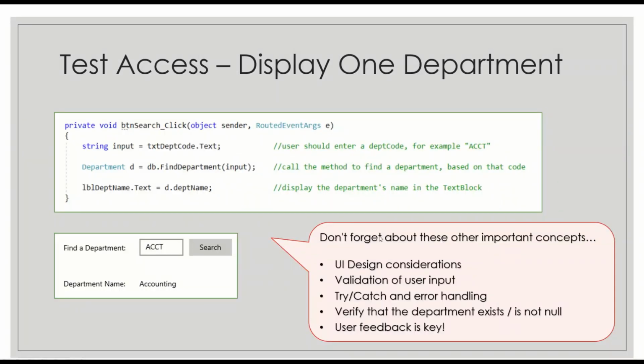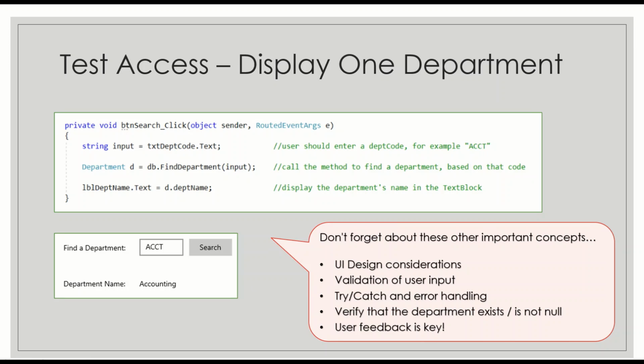So your next step in a project like this is to not forget about all of the other C# important concepts that we have learned. So user interface design considerations. You can see that I only built about half of the interface that's displayed on this slide. We need prompts, we need user feedback, we need things like that. Validating the user input. I didn't do any of that.